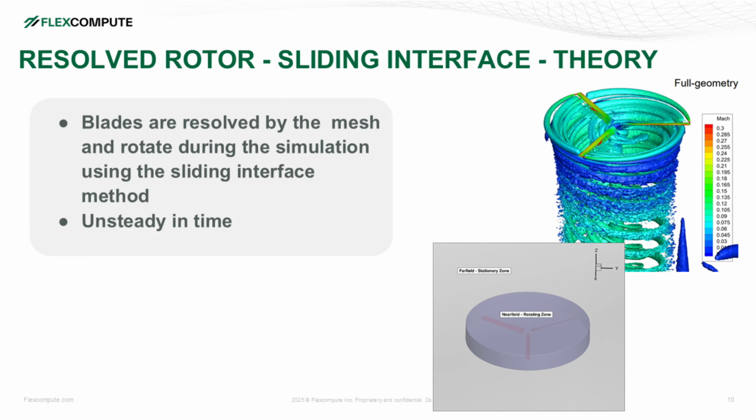The highest fidelity option is fully resolved, unsteady blade simulation using sliding interfaces. This setup is similar to MRF, but the rotating region physically rotates during the simulation. This captures blade motion, wake development, and interaction effects more accurately. It is the most computationally expensive option, but provides the highest level of fidelity.